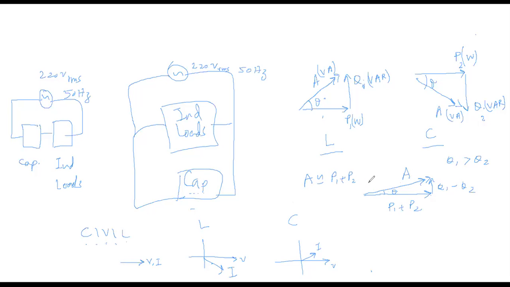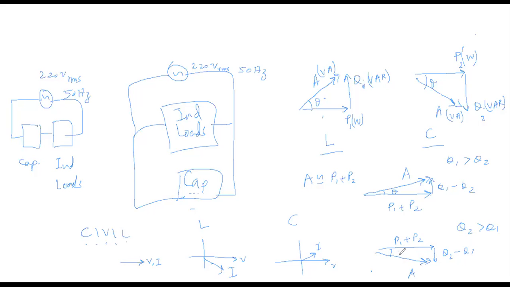Okay. And in the second case, let's say Q2 was greater than Q1, the effect of the capacitor was more, then my power triangle would still look like this. And this time it would be Q2 minus Q1.